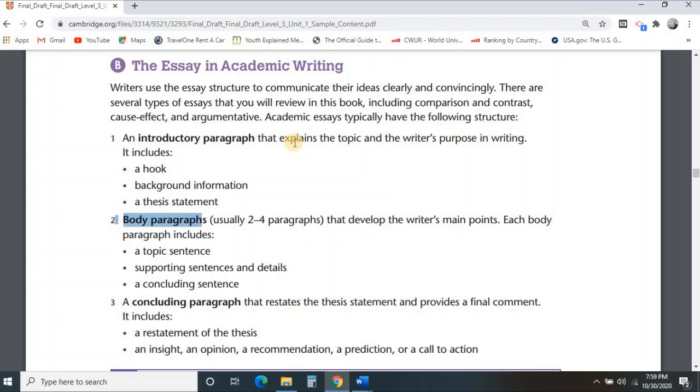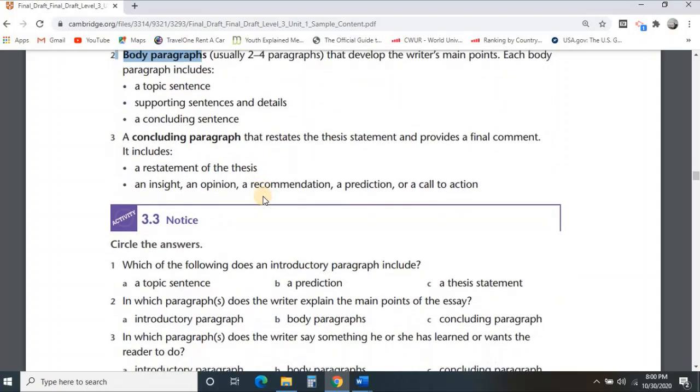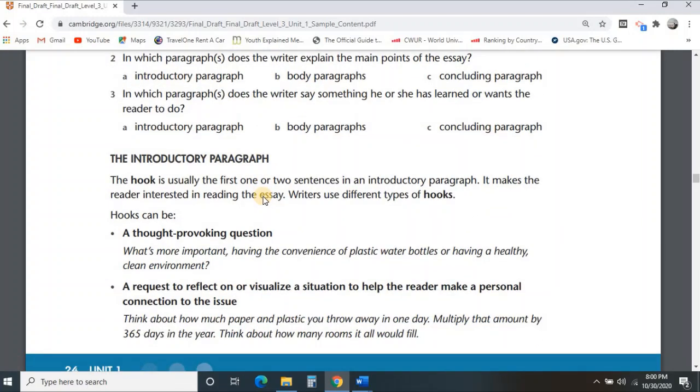Now, what makes an introductory paragraph? What should we write in an introduction? An introduction includes three different parts. The first one is the hook, the second is the background information, and the last important part is the thesis. And the thesis is the core, the heart of the introduction as well as of the essay as a whole. Okay? Now, what's a hook, what's background information, and what's a thesis statement? So let's scroll down to see each one in detail.